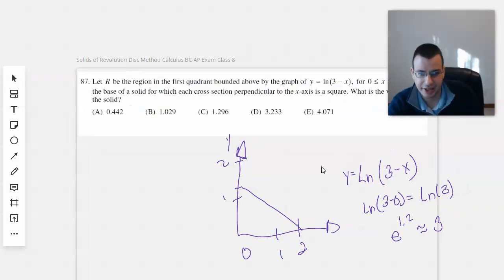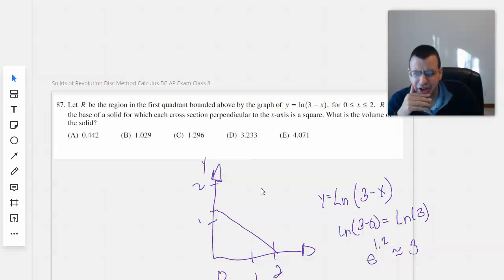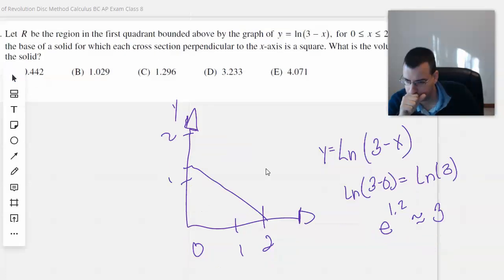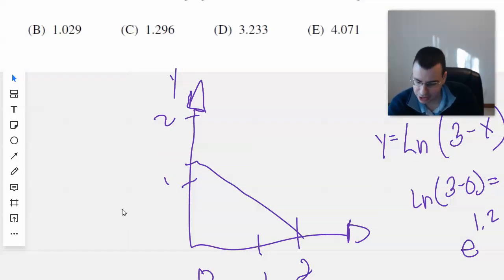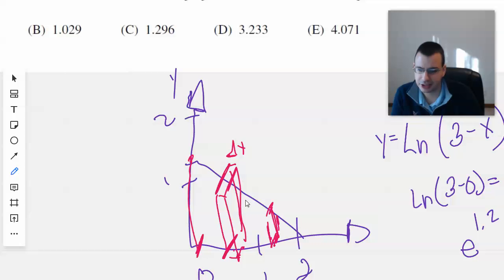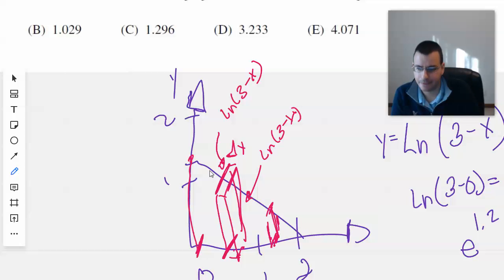And then it's saying that the base of a solid for which each cross-section perpendicular to the x-axis is a square. So we're in the first quadrant, and I think what it's saying is, this isn't a revolved solid. For each section here, we have a square, like this. It's kind of a funny shape, where this is dx, and then this length here is natural log of 3 minus x, and then the top is also natural log of 3 minus x.